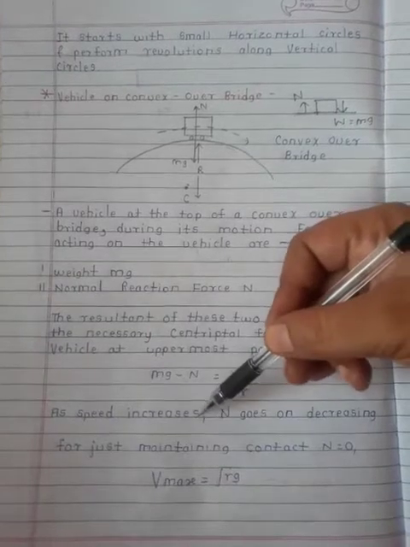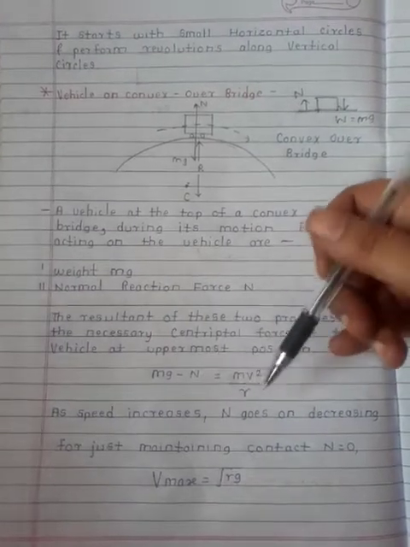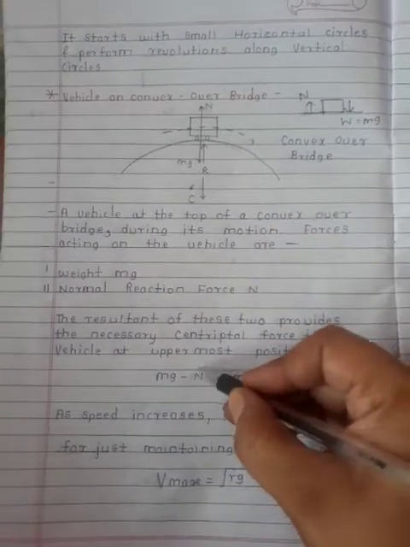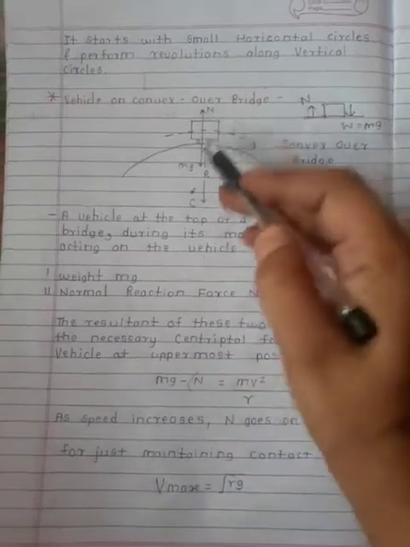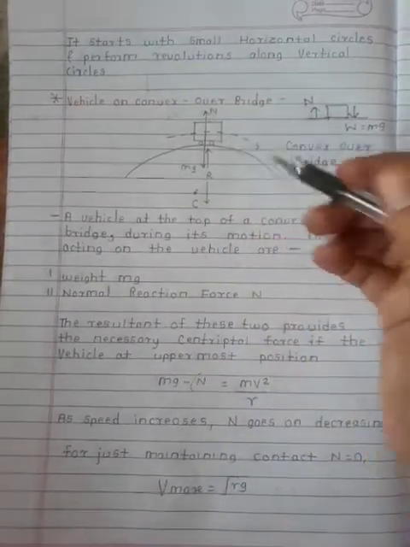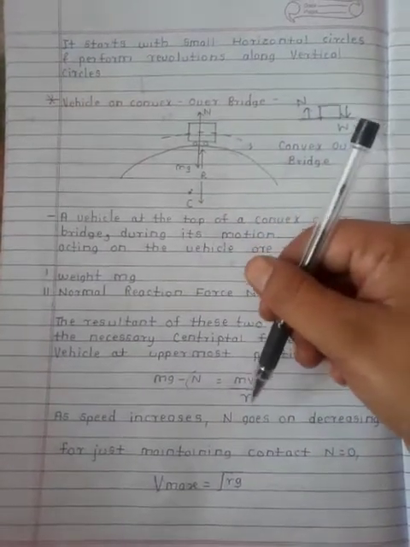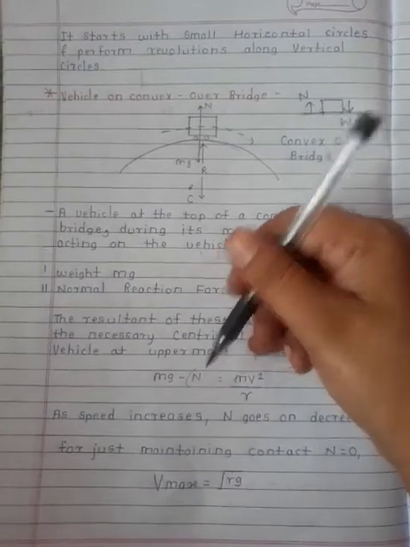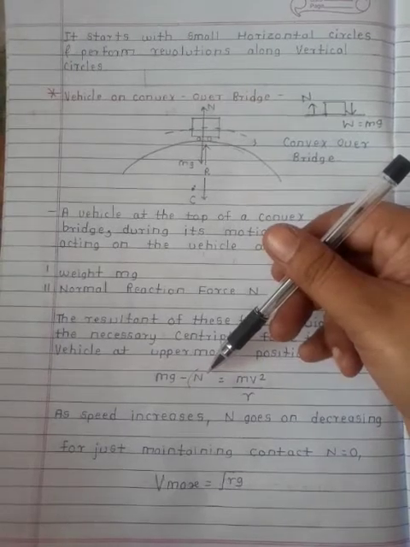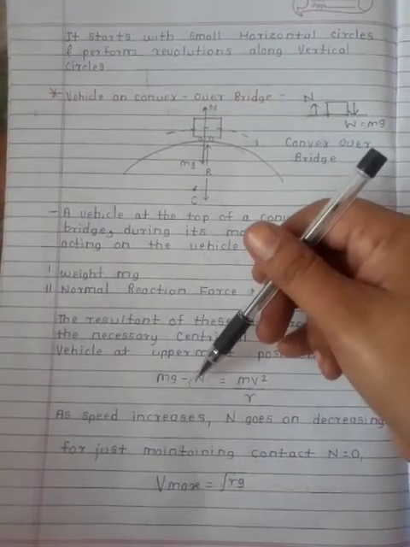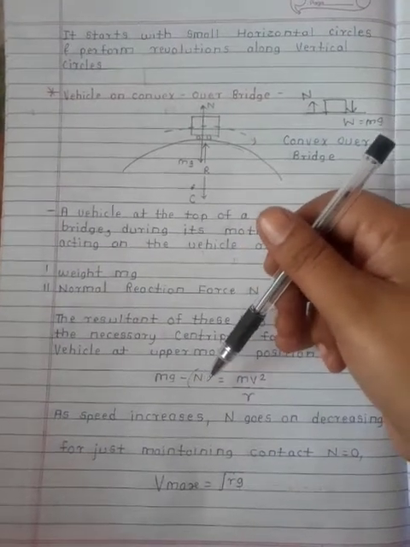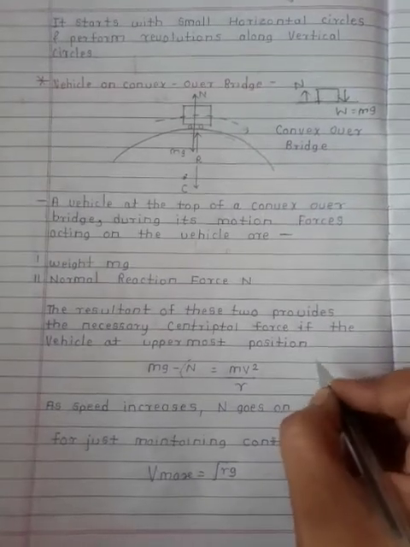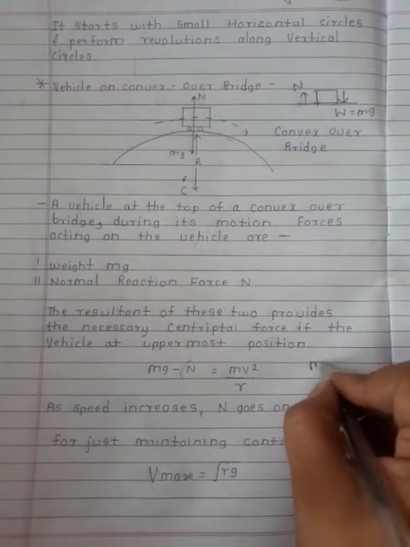But if the speed increases, N goes on decreasing. N means the normal reaction. If we increase the speed above a certain limit, N goes on decreasing. At a certain condition we consider that N is negligible. We consider that N is not there. If N is not present, then how does our equation form? The equation should be formed like this.